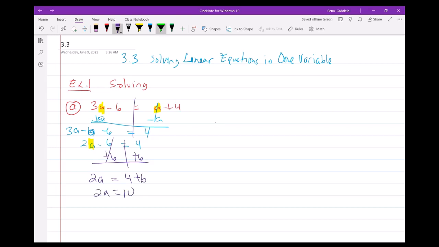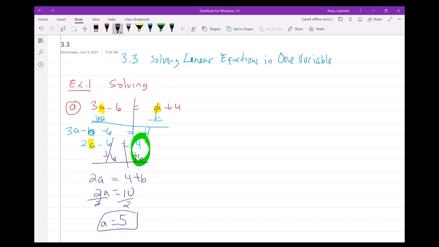If you could add here, and you don't have to write it out by now, because we've already done a couple of problems, you could just go ahead and do that. Divide by 2, so a is 5. That's a horrible looking 5, but it's 5.